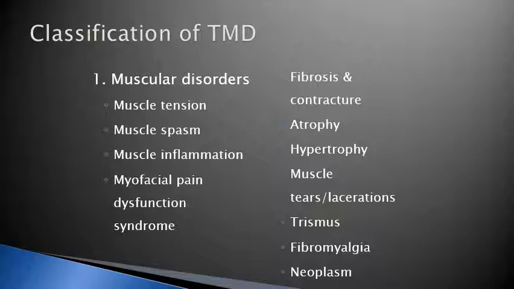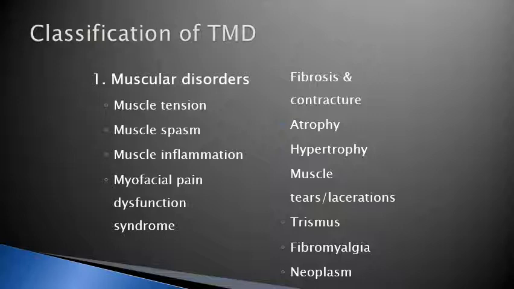Atrophy is when a particular muscle is not functioning, and over a period of time it becomes smaller in size. Then you have hypertrophy of the muscle. Hypertrophy is when a particular muscle has been used excessively; looking at the demand, there is an increase in size of the muscle. Muscle tears and lacerations are associated with trauma. Then you have trismus. You have a huge list of reasons for the trismus of muscles of mastication.